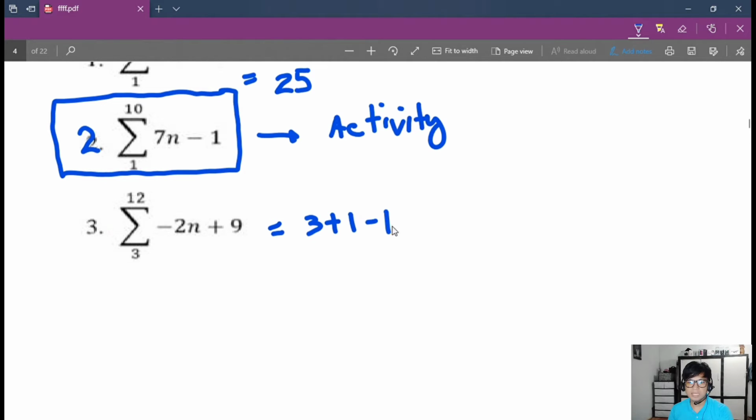So, as you can see, yung pattern natin is decreasing by 2. So, ang common difference is negative 2. So, ang next dito is minus 3, minus 5. Ilang terms ba ito? We're looking for 10 terms. 3, 4, 5, 6, 7, 8, 9, 10, 11, 12. So, 10 terms.